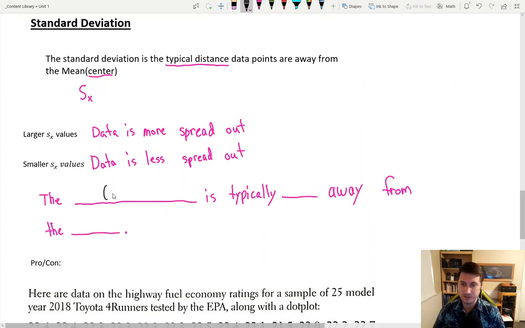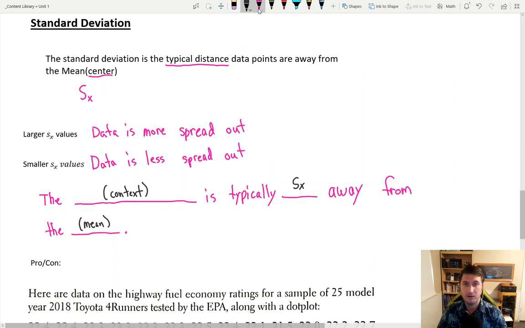The first blank is your context. What are you talking about? What does your data mean? Is typically blank away. How far away? Well, that is your standard deviation, whatever number that is, away from the, well, it's the typical distance away from the center. So whatever your mean or middle is. So that's kind of the sentence that we want to be able to write, or some variation of that.